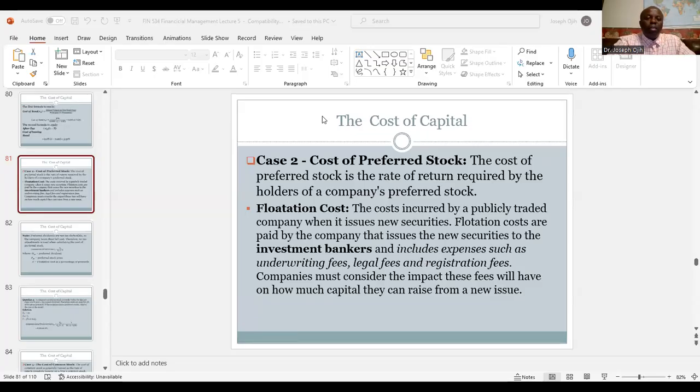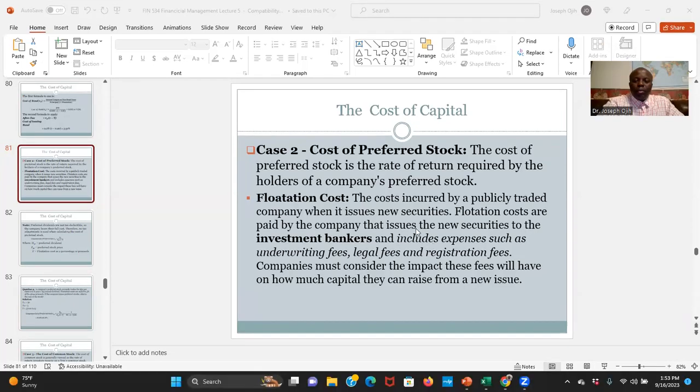In our lecture today, we'll be focusing on how to calculate the cost of preferred stock and the cost of common stock, which we also call common equity. So let's start with the cost of preferred stock. Simply put, the cost of preferred stock means the rate of return required by the holders of a company's preferred stock.